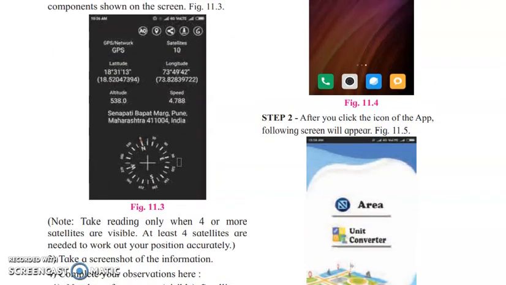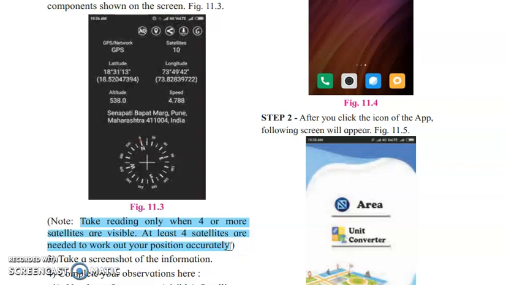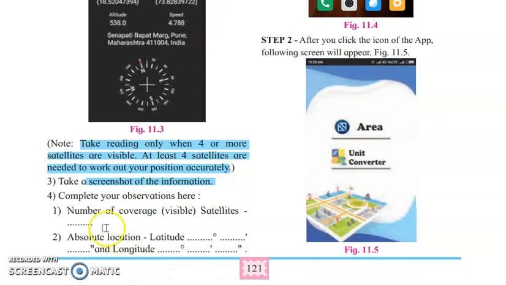So by this app you get this much information of that certain location. Now you need to make sure of one thing: in this app the reading of satellites, जो यहाँ पे 10 है, वो कम से कम 4 होनी चाहिए. Okay, then and only then you will get the accuracy of your location. If the satellite count is less than 4, then your data will not be accurate. So you have to take a screenshot of all this information and complete these observations.